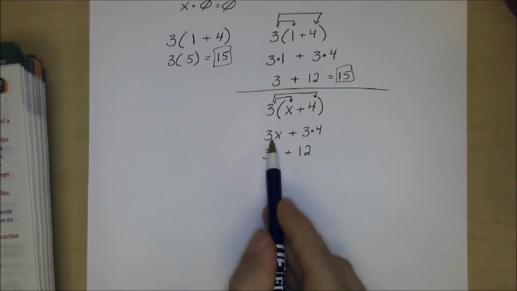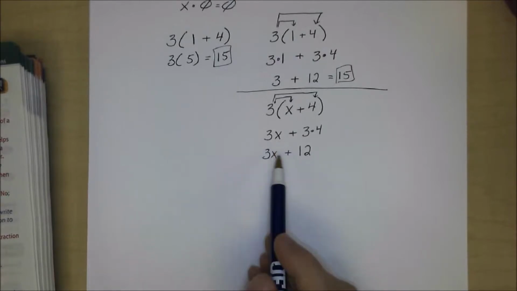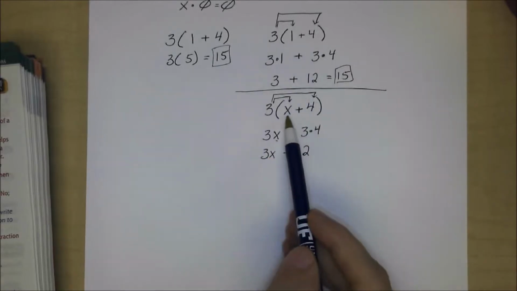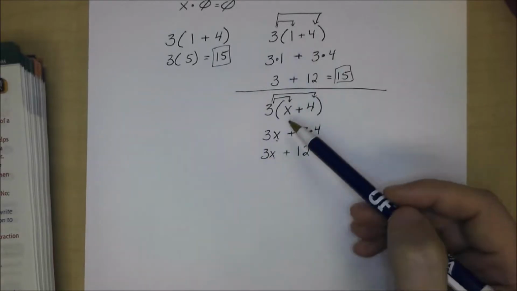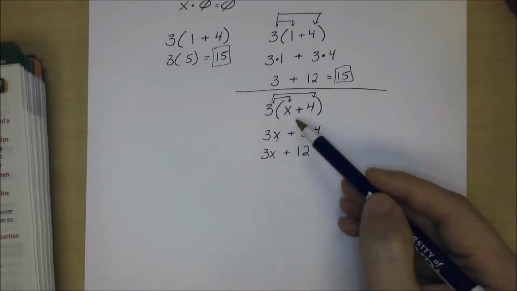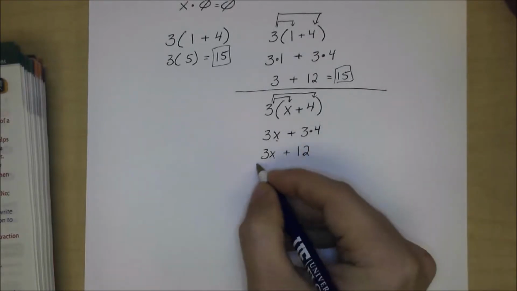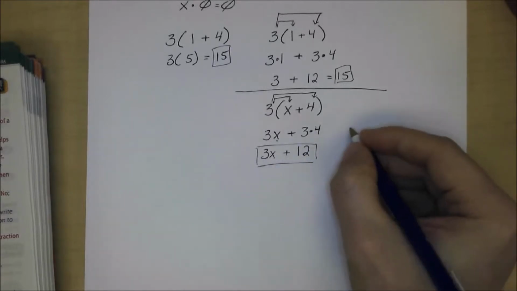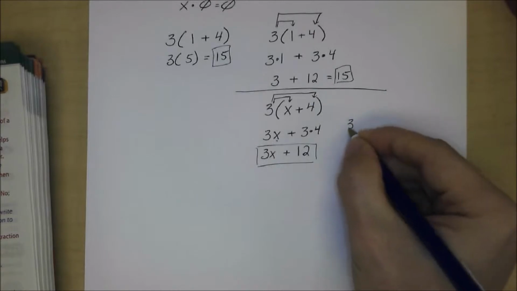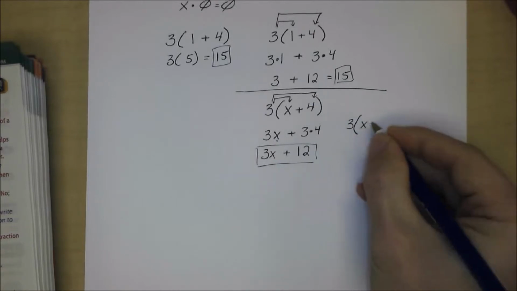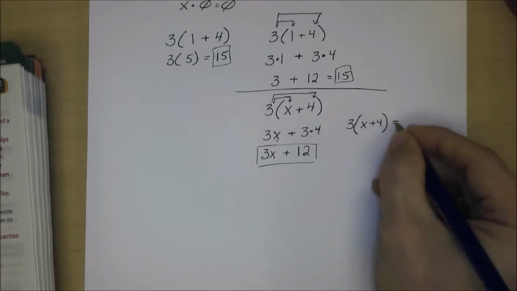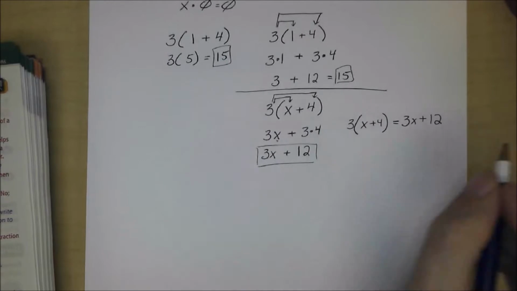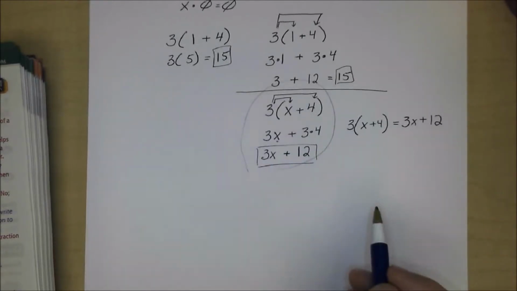Now notice I couldn't simplify this 3 times x anymore, and the reason why is because I don't know what x equals. This is a different problem than this one, so don't assume that the variable means the same thing it did in the last problem. X doesn't have to equal 1 here. Since I don't know what it is, I can't simplify it anymore. This is as simplified as we get. So basically what we found out here is if I wrote 3 times x plus 4, that's the same thing as writing 3x plus 12. And we proved it right here.